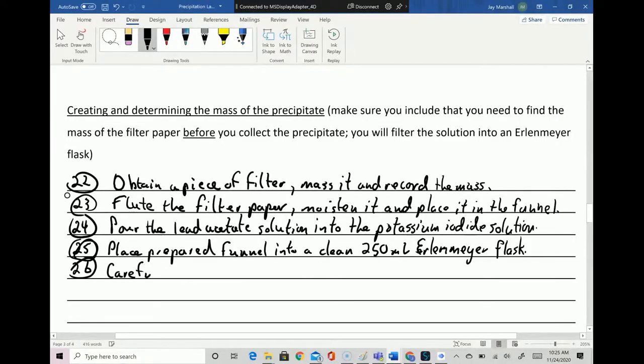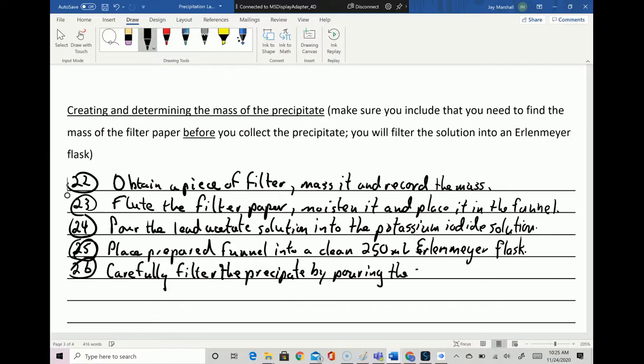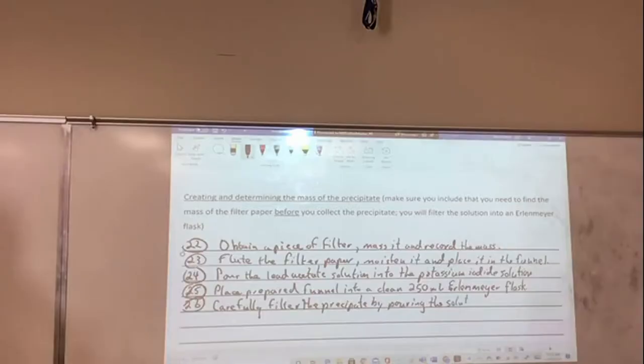Carefully filter the precipitate by pouring the solution through the filter.